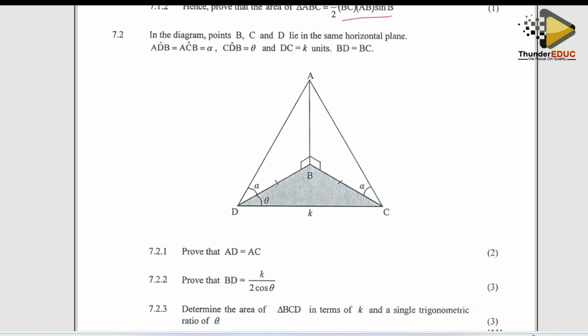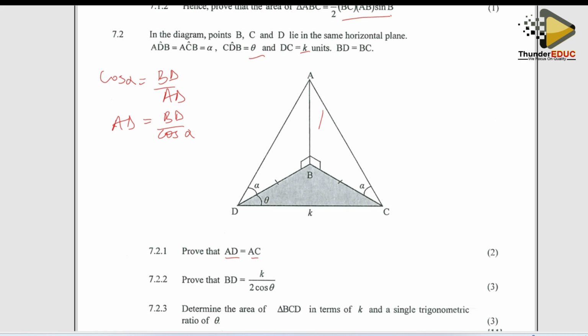Then 7.2: we're given the points B, C, and D that are lying in the same horizontal plane. These angles are alpha, that is theta, that's K, and those two sides are equal. Can we prove that AD is the same as AC? So we can use the cosine ratio, and we say that cos alpha is equal to the adjacent, which is BD, over the hypotenuse, which is AD. Then AD is going to be BD over cos alpha.